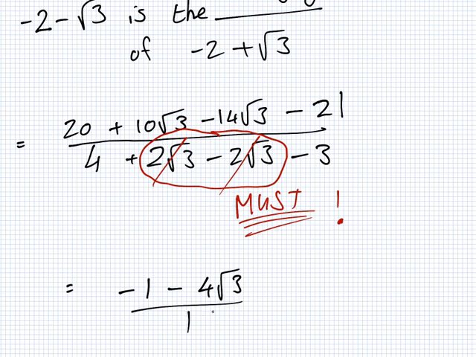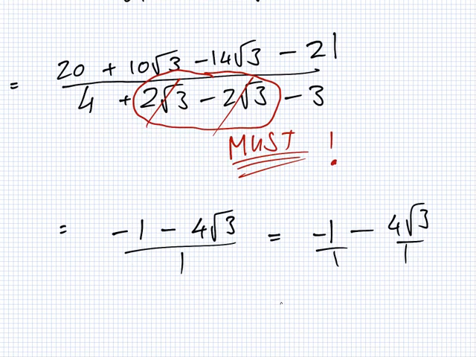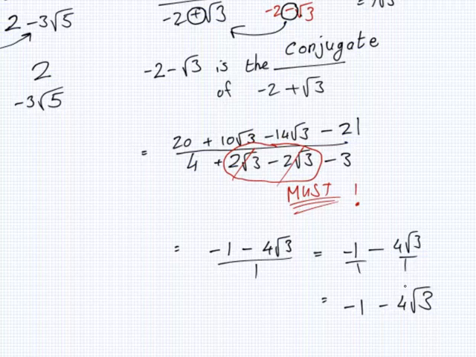So what would happen is, if you didn't get 1, you must then finish by splitting it into 2 and put each one over this number. In this case it's 1, so it's easy. Minus 1 over 1 is minus 1, and 4 over 1 is 4 then. And this is the answer.